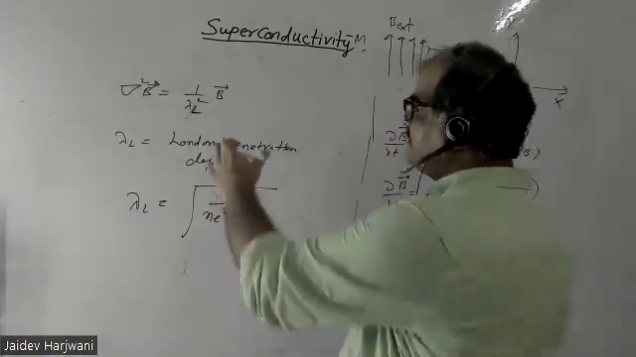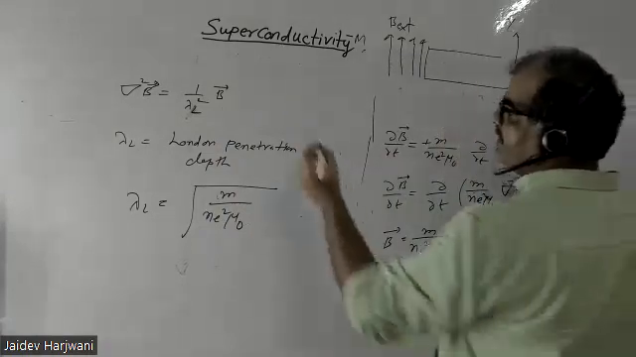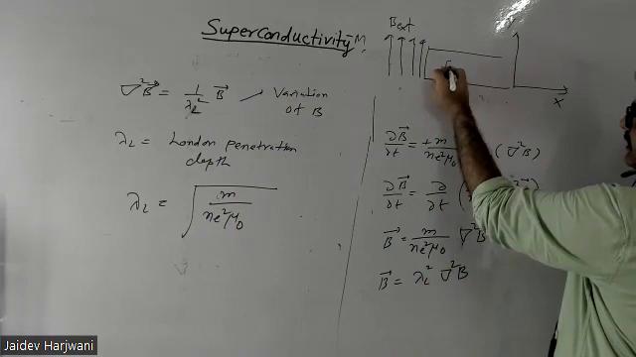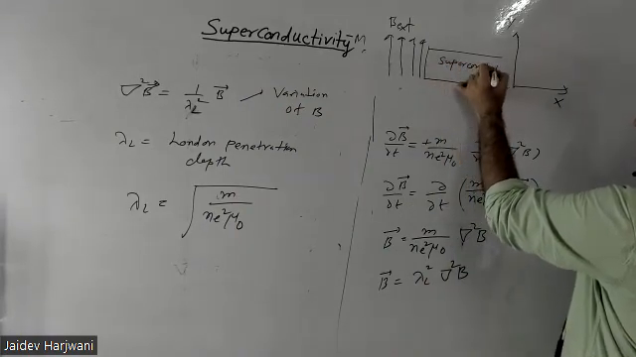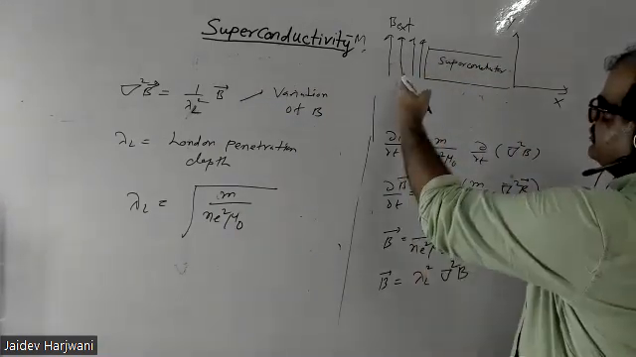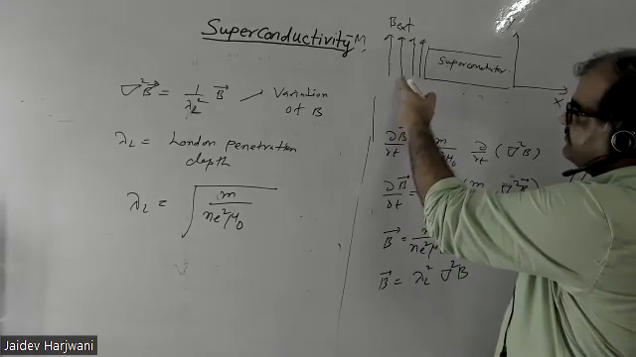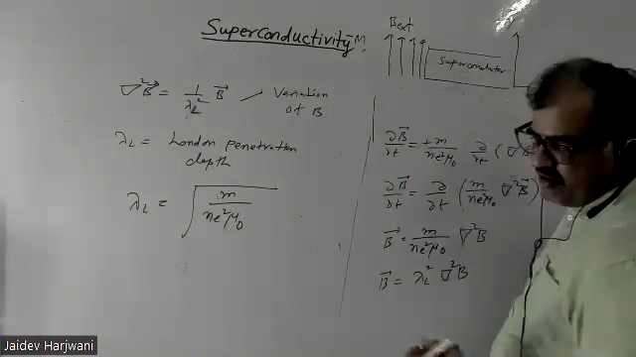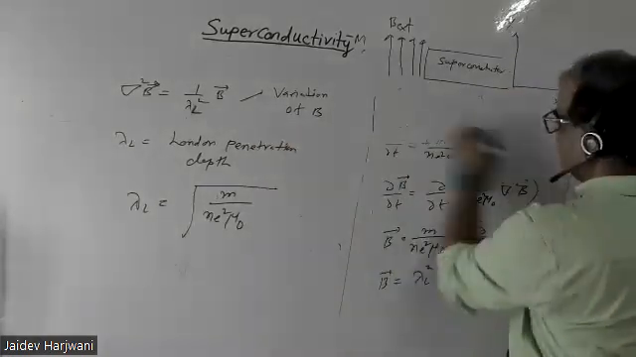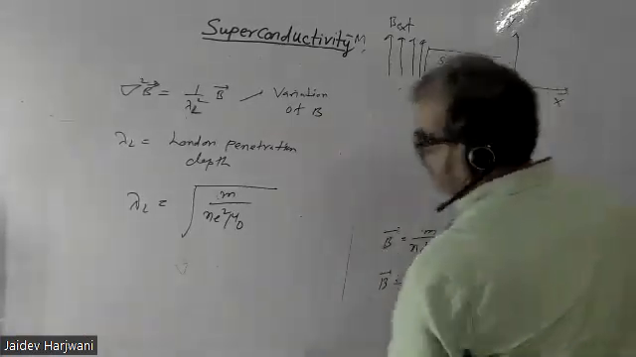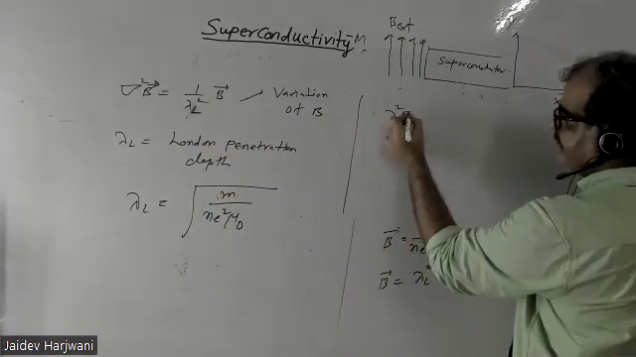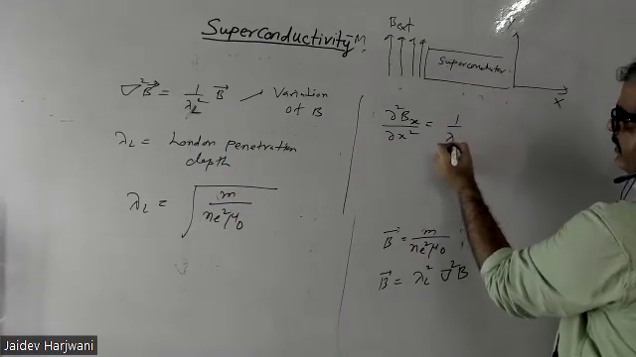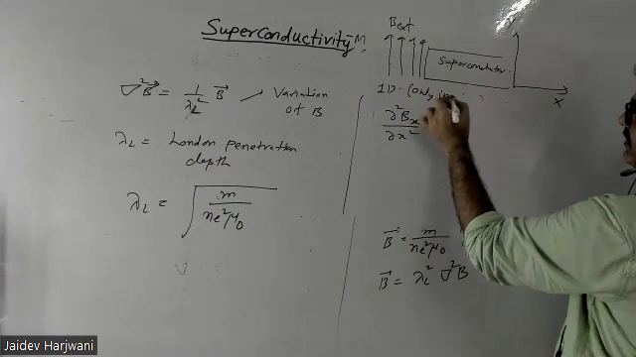Now what is this equation suggesting? It suggests a variation of B. You have a superconducting sample, a superconductor, and you are applying a magnetic field. This is the external magnetic field outside the sample, and this field is varying. If I assume the variation is in the x direction, because it is a homogeneous field, only the inside field is changing. So I can write this in one dimension instead of three: del squared Bx upon del x squared is equal to one upon lambda L squared, only in the x direction.